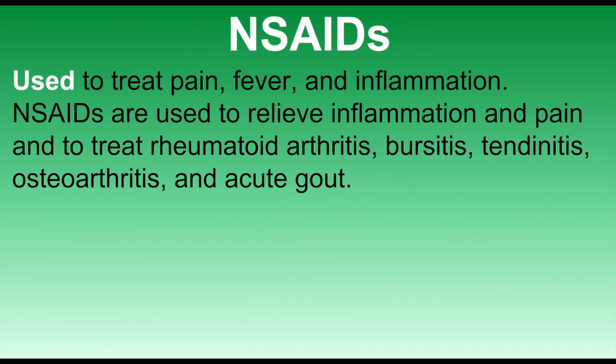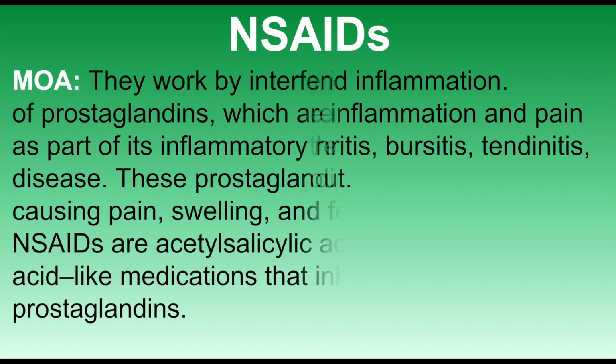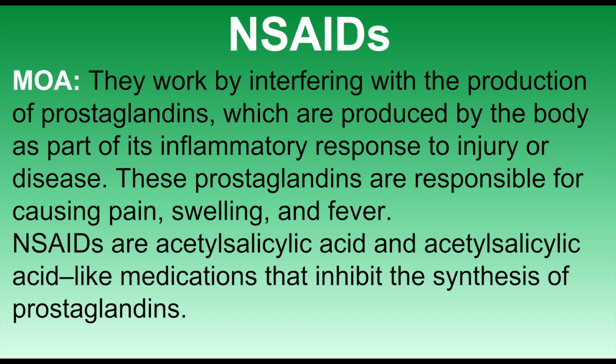Now let us see non-steroidal anti-inflammatory drugs. These drugs are used to treat pain, fever, and inflammation. These drugs help to treat rheumatoid arthritis, bursitis, tendinitis, osteoarthritis, and acute gout. NSAIDs work by interfering with the production of prostaglandins, which are produced by the body as part of its inflammatory response to injury or disease. These prostaglandins are responsible for causing pain, swelling, and fever.